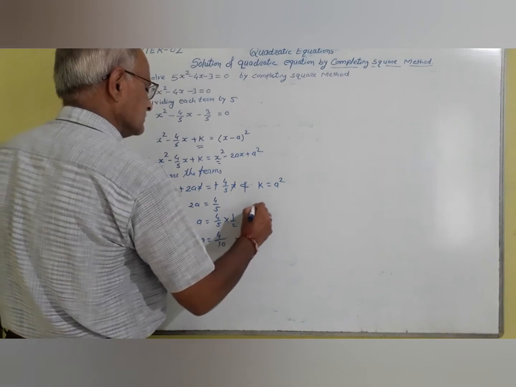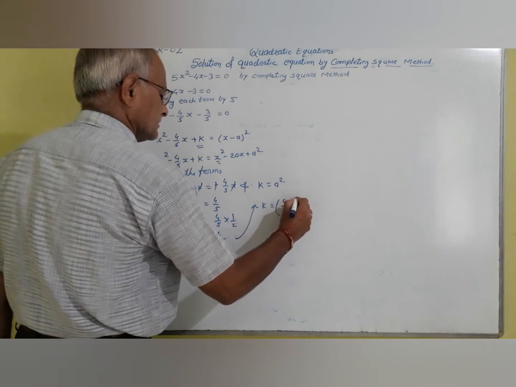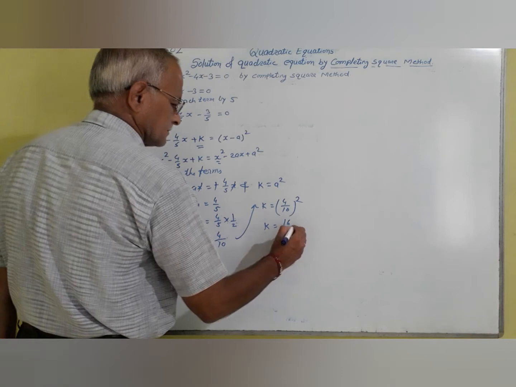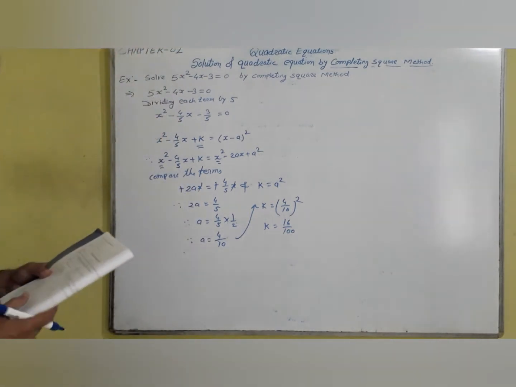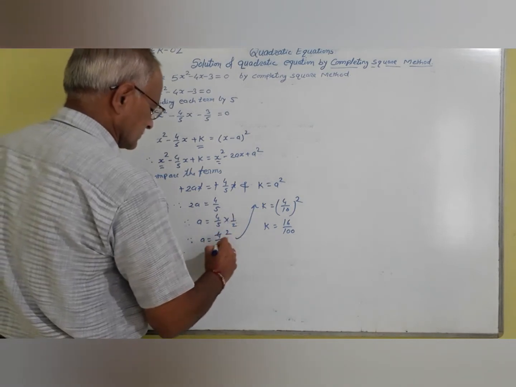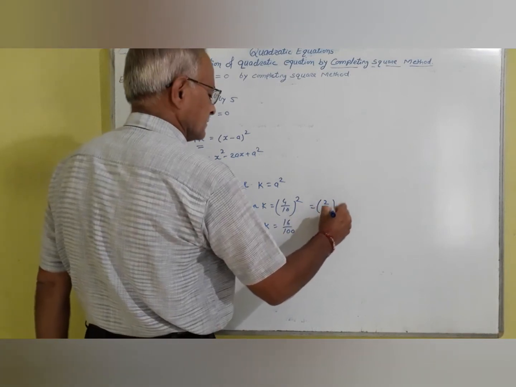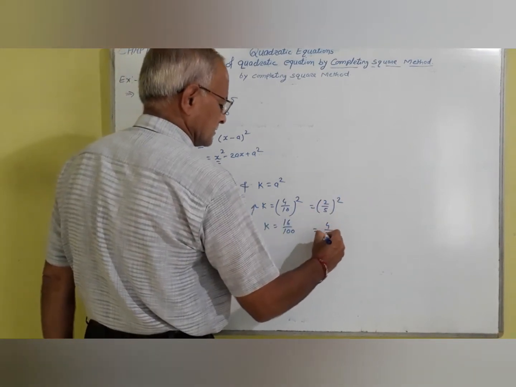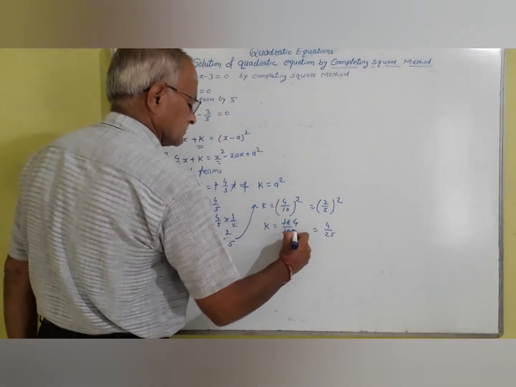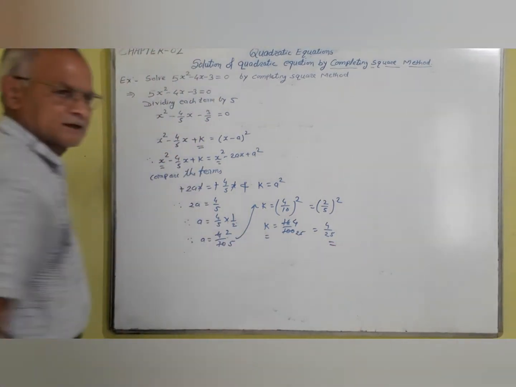Now we substitute this value. k is equal to 4 upon 10 whole square. Therefore, k is equal to 16 upon 100. Or we can see that 2 to the 4, 2 to the 10, in place of here we can write 2 upon 5 whole square, that is equal to 4 upon 25. Means k is equal to 4 upon 25.